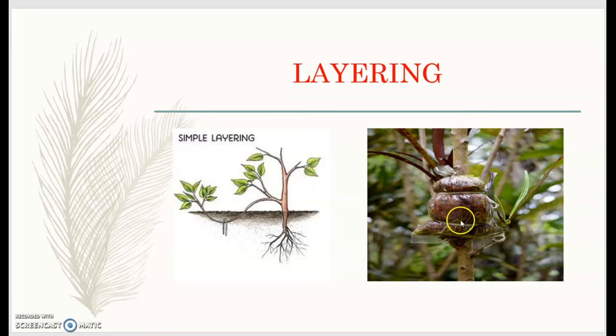Later, it will produce roots from this cut part, the ring-shaped cut part. The roots will be produced profusely. So what we can do is cut the bottom part, detach it from the parent plant, remove the plastic wrapper, and plant it in the soil. So that's it. This is very easy and very cheap. Okay, so this is the layering method.